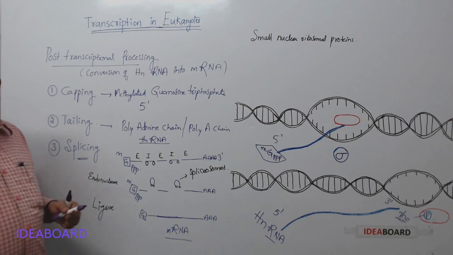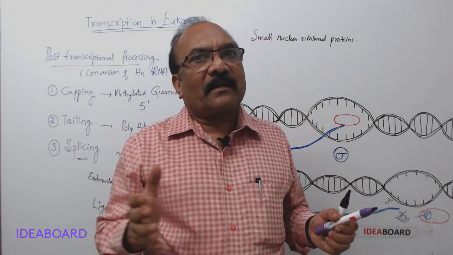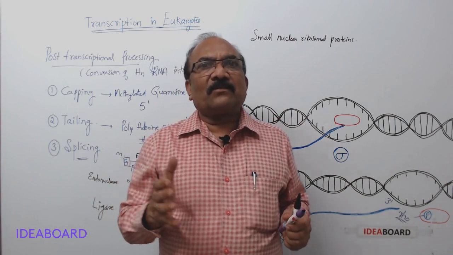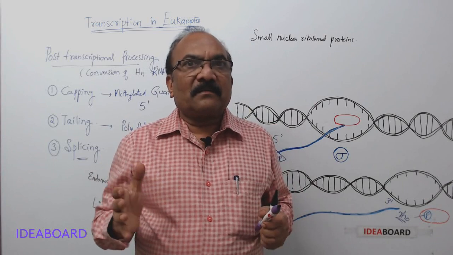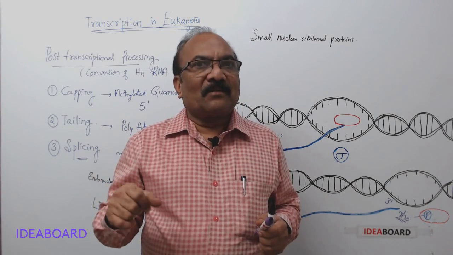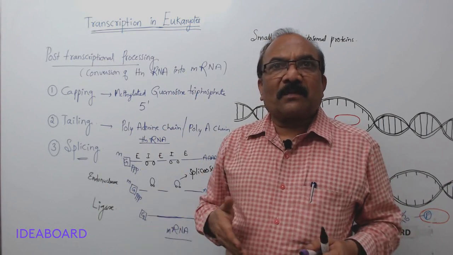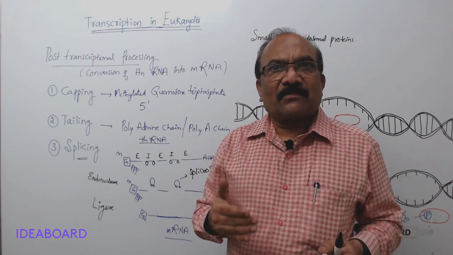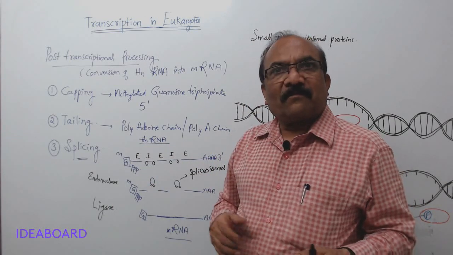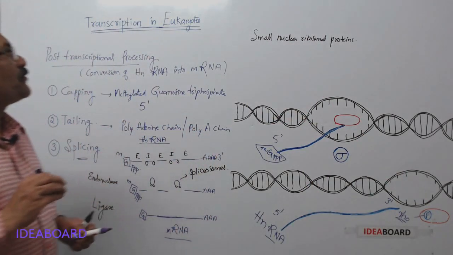I hope you are understanding this process. At the end of transcription in eukaryotes, what is formed? Not mRNA, but hnRNA, heterogeneous nuclear RNA, and this is then processed into messenger RNA. But this step is absent in prokaryotes. Remember, once in the NEET examination they asked this question: in which organisms are spliceosomes not formed? Very simple question actually. The answer is prokaryotes. Why is there no splicing there? Because mRNA is directly formed in prokaryotes. That is about transcription in eukaryotes.